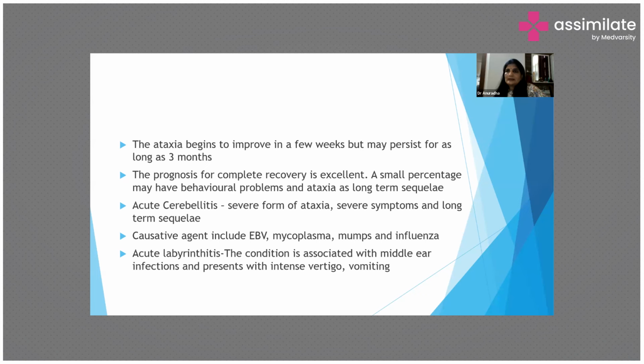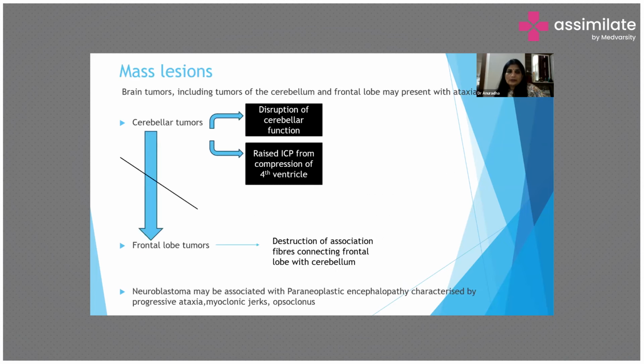Acute cerebellitis is a rare form, a severe form of ataxia. Symptoms are severe with long-term sequelae. Causes may be again viruses, mycoplasma, Epstein-Barr virus, mumps, influenza. Sometimes there is acute infection of the labyrinth associated with middle ear infection. It presents as vertigo, ataxia, and vomiting. So acute cerebellar ataxia, acute cerebellitis, cerebellar abscess, labyrinthitis may be the infective causes of acute cerebellar ataxia.